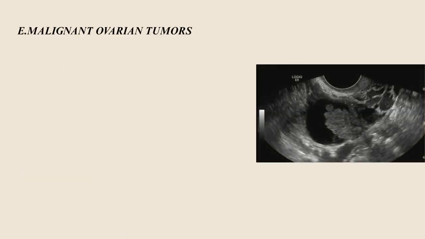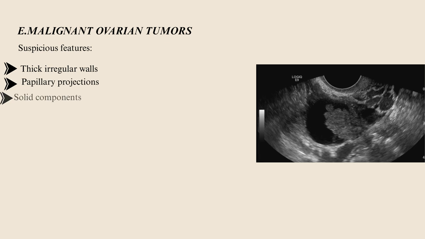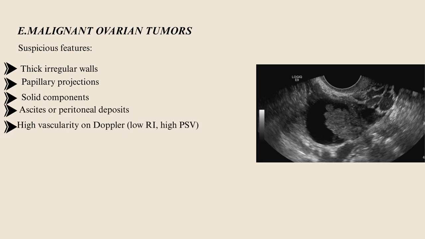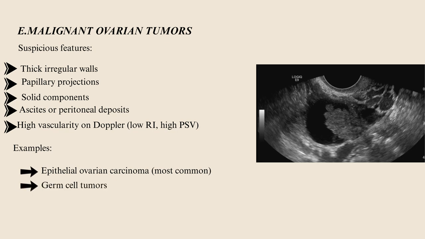Now we'll talk about malignant ovarian tumors. The suspicious features of malignant ovarian tumors are thick irregular walls, papillary projections, solid components, ascites or peritoneal deposits, high vascularity on Doppler, low RI, and high PSV. Examples are epithelial ovarian carcinoma, which is most common. Then is germ cell tumors and sex cord stromal tumor.